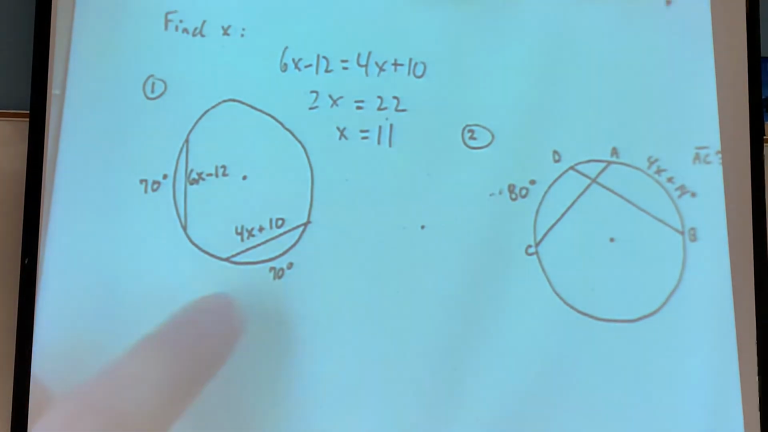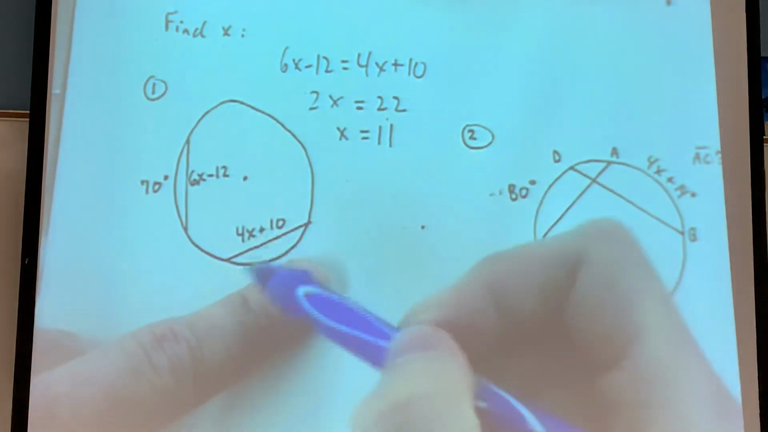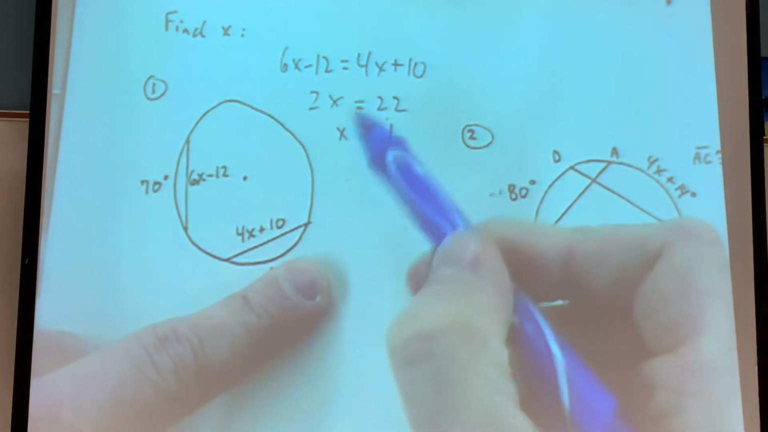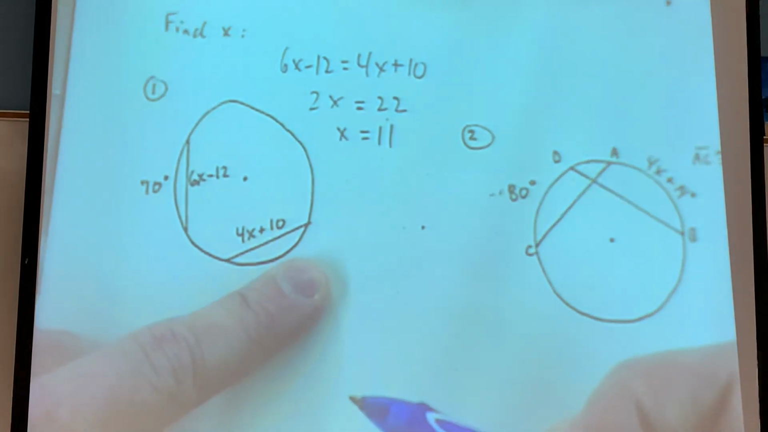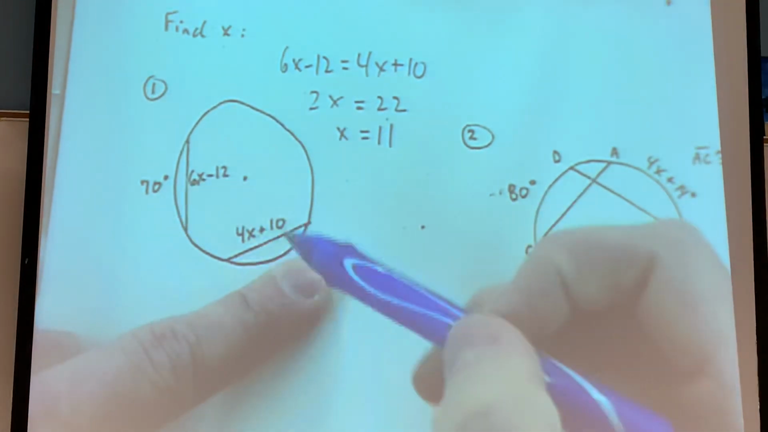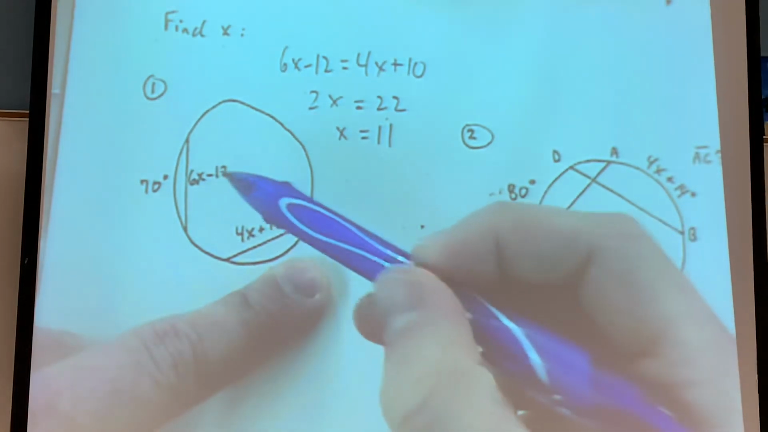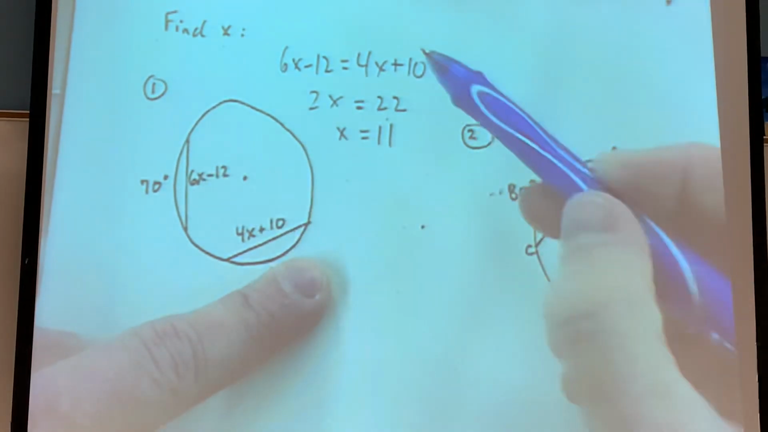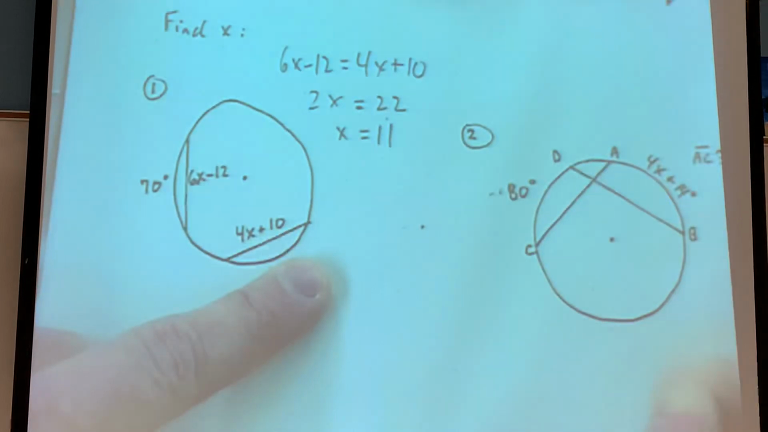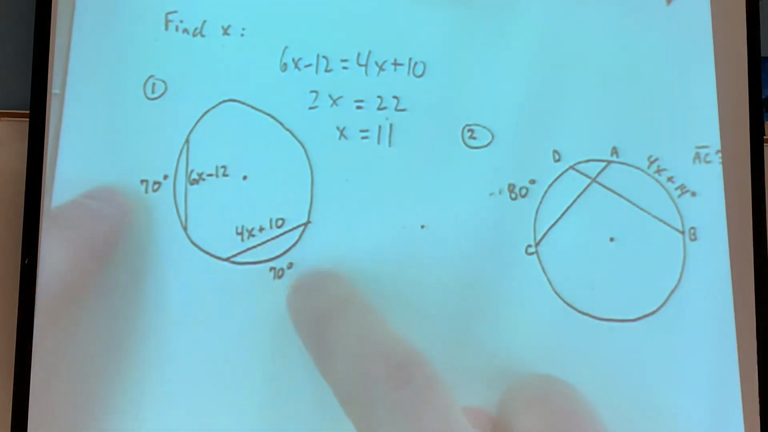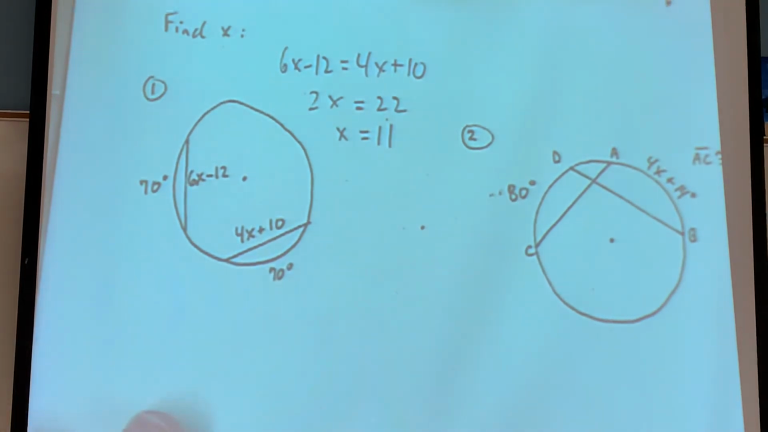Now guys, if you did not know one of these arc measures, you cannot solve for x here. Because if you don't know the arcs are equal, then you don't know that the chords in turn are equal. So you couldn't do this problem unless you knew both the arcs were the same. All right, let's do number 2.